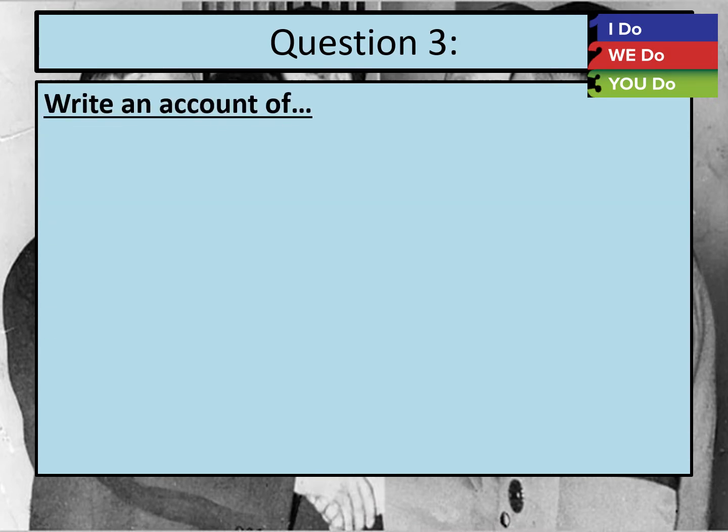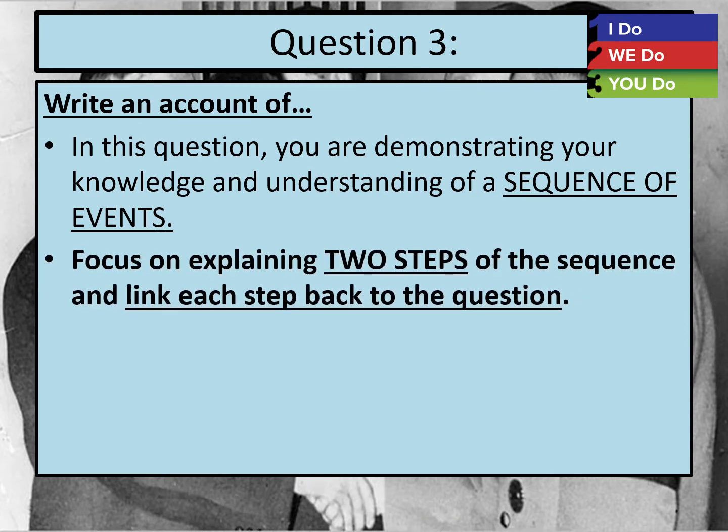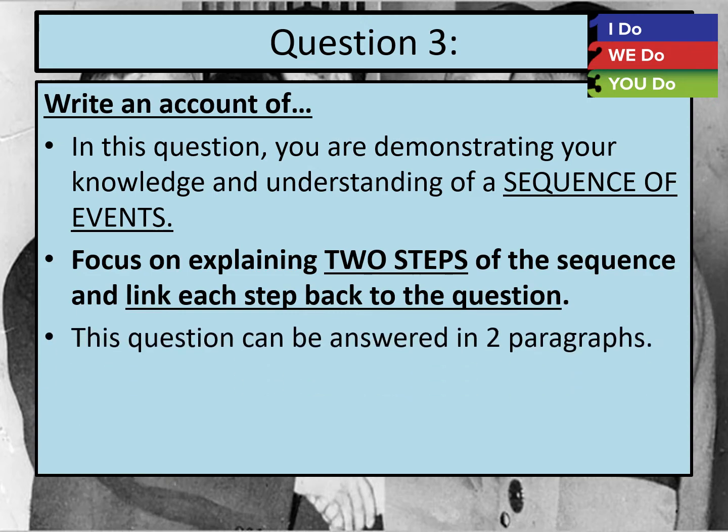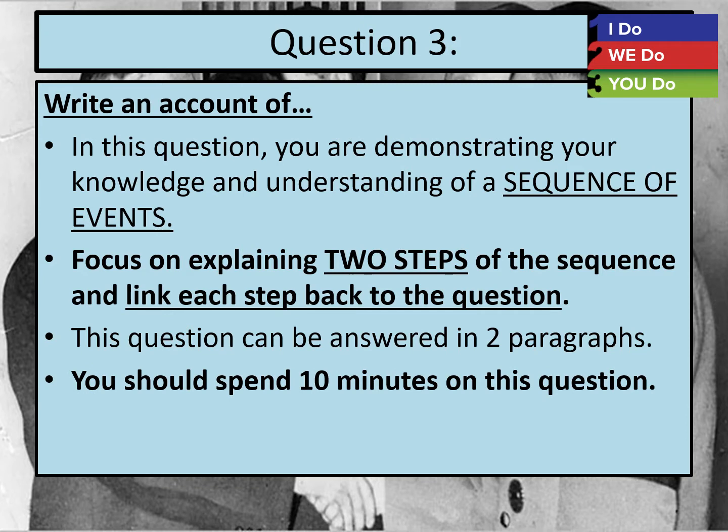These are the write an account of, the ones where you've got to essentially write a story about what happened. So in this question you're demonstrating your knowledge and understanding of a sequence of events, of how things worked out over time. You're explaining 2 steps really of the sequence. Sometimes it's often like the background of the event and then what actually happened, and link each step back to the question. So it's going to be a 2-paragraph answer, this one. It can be answered in roughly 10 minutes.